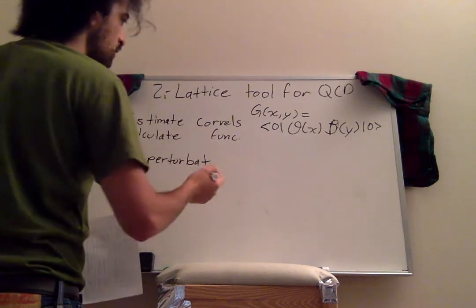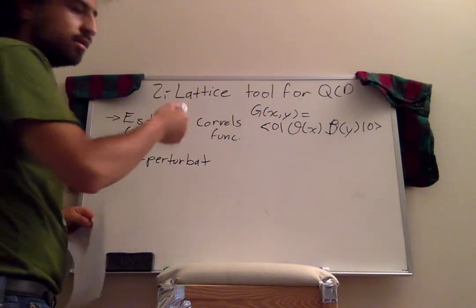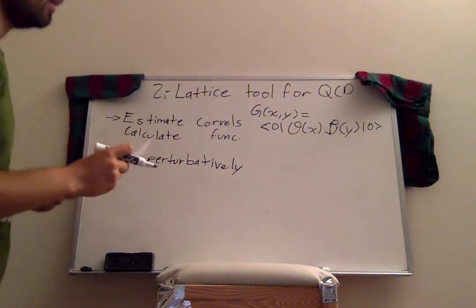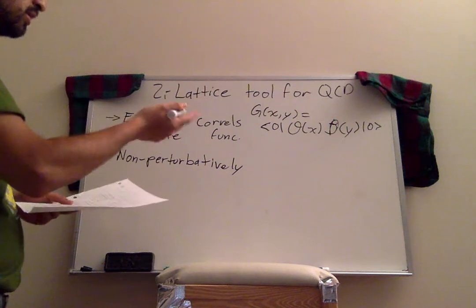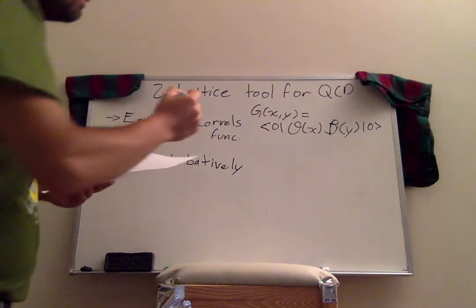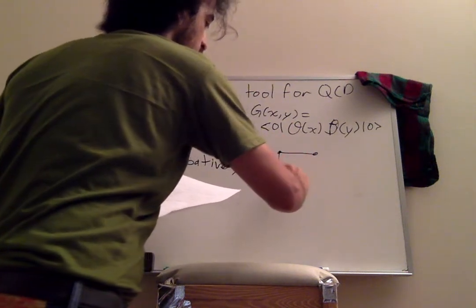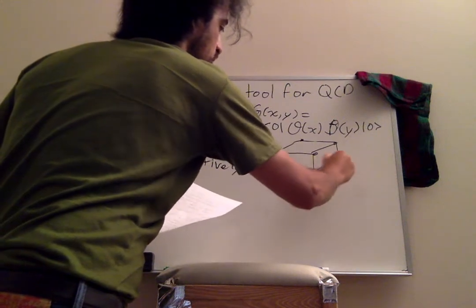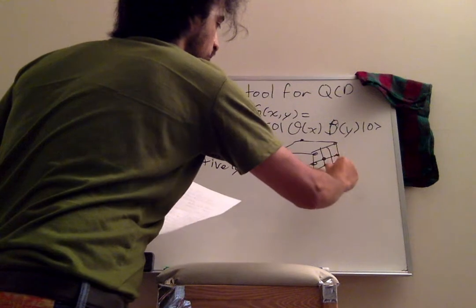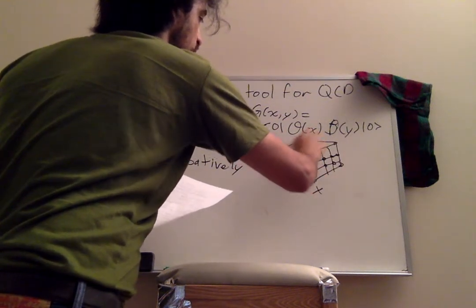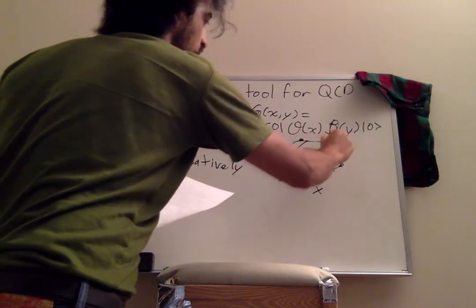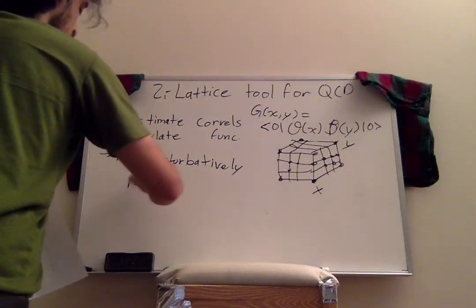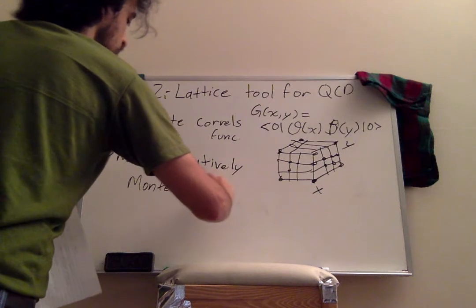Normally, for example, in QED, we can calculate those correlation functions by just using a perturbation on the coupling constant. So lattice can do this same calculation, but non-perturbatively. And how is that done? Well, you put everything on a lattice. So let's say this is point x. There are discrete points on your lattice. And then there's point y over here, or here. There is y. And then you do Monte Carlo sampling.